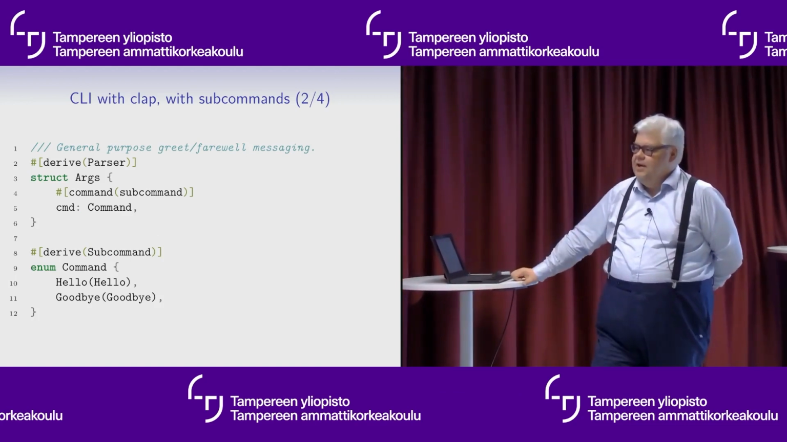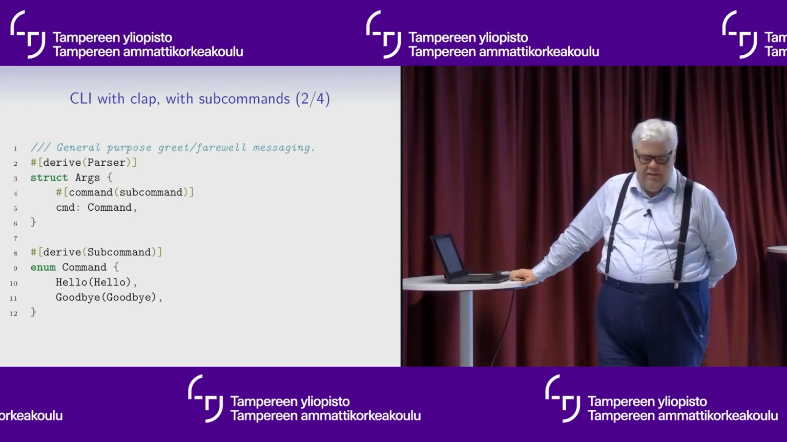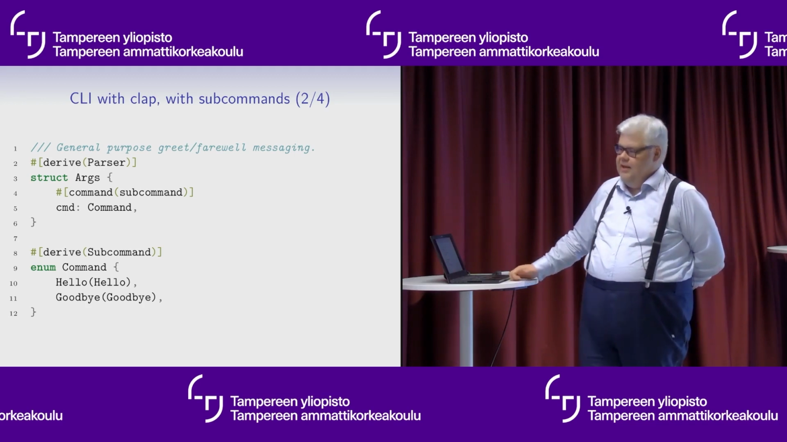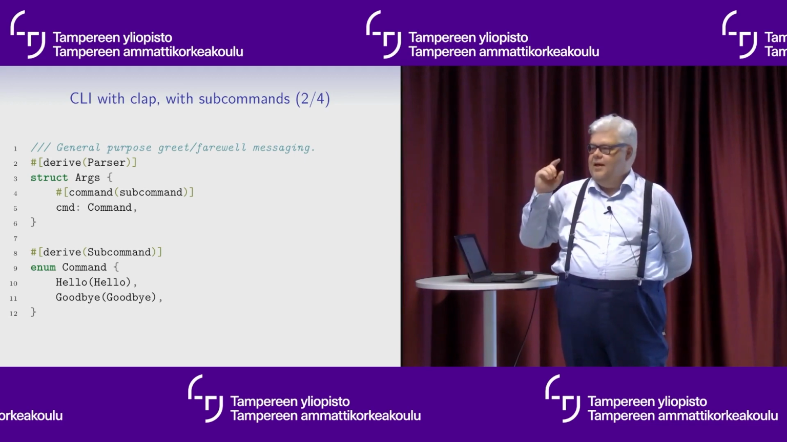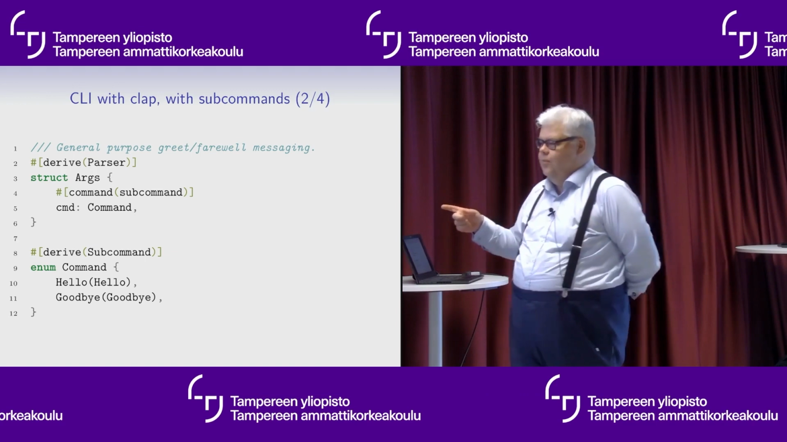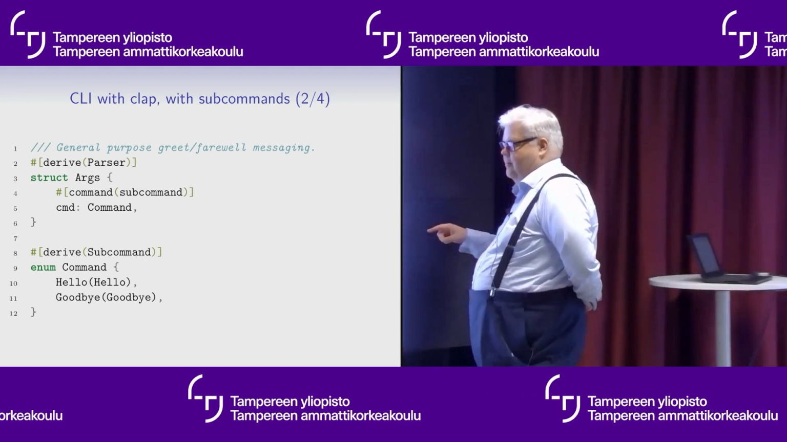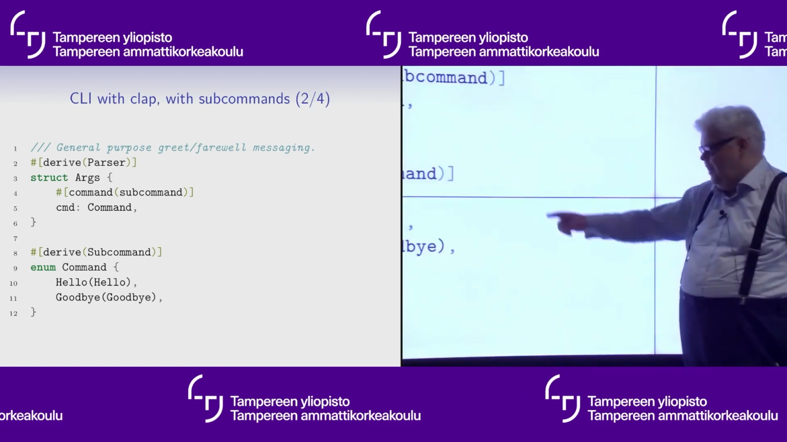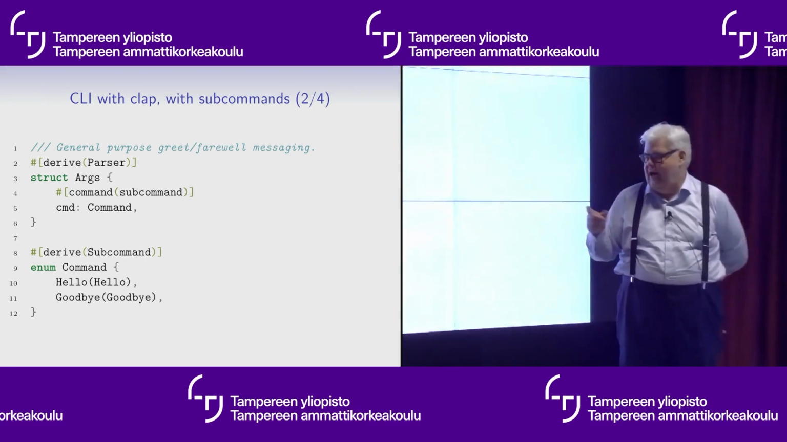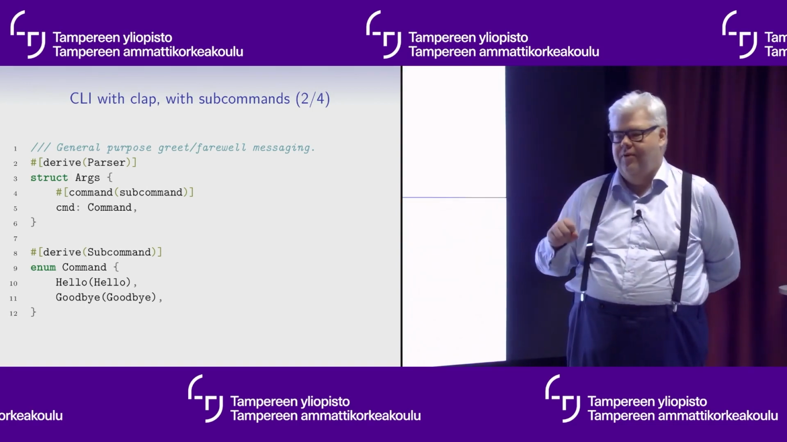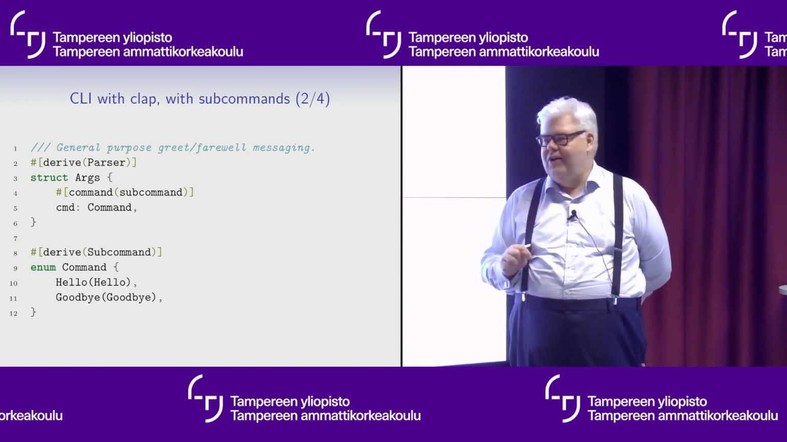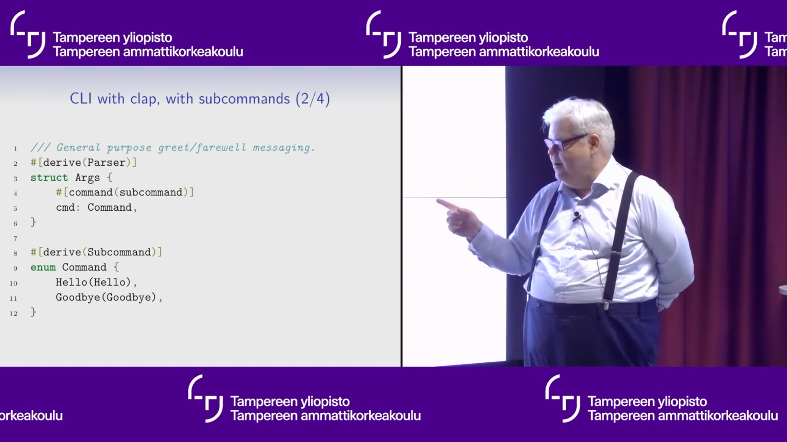Here we change the Args struct that defines the whole program's command line interface, and this time we declare that cmd is a subcommand. The type of the subcommand must be an enum that derives Subcommand, and it has Hello and Goodbye. So the variant Hello contains a value of type Hello.